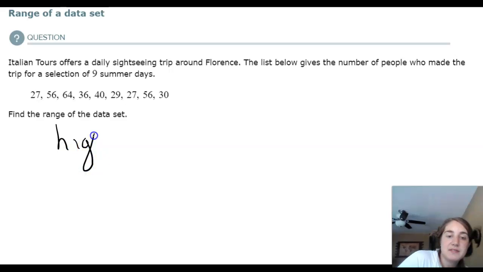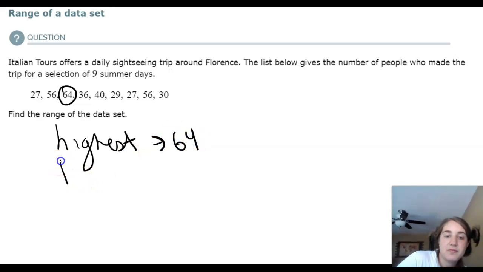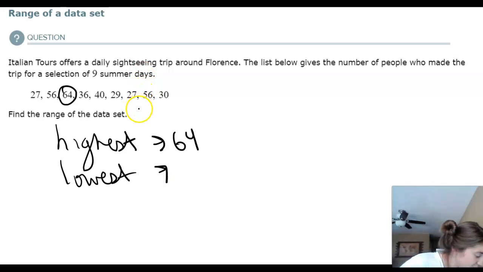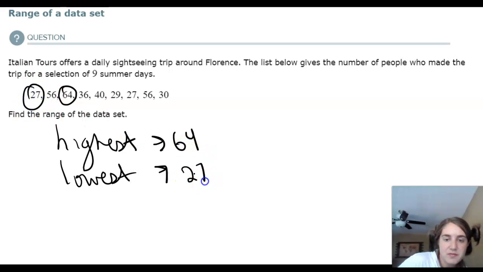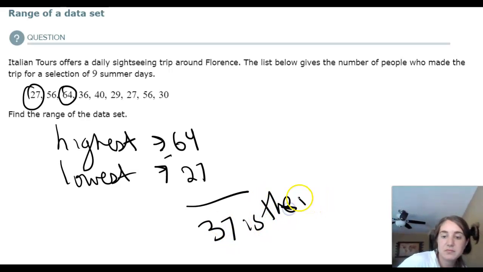So my highest value is, I think, 64. My lowest is going to be a 27. The difference between those is 37. So 37 is the range.